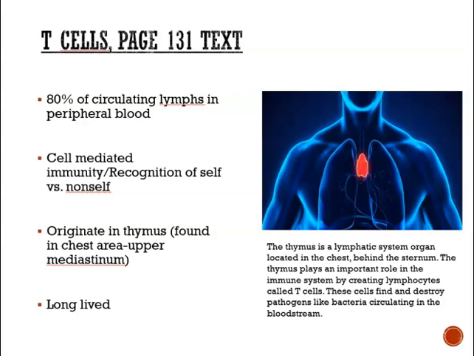So our lymphocytes can either be T cells or B cells. Let's talk about T cells first, because T cells are about 80% of circulating lymphs in the peripheral blood. They are responsible for cell-mediated immunity, or recognition of self from non-self. They originate in the thymus, which is found in the upper chest area. So here is an image of the thymus. And they're long-lived. They can live up to about 6 months usually, the T cells.